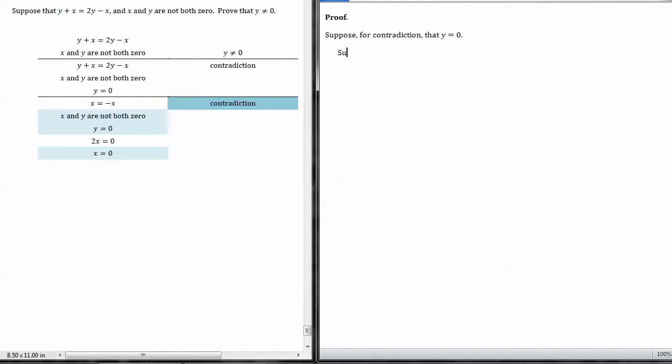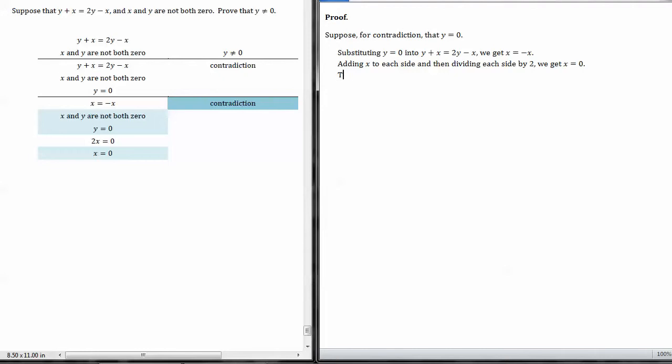And what do we do? Substituting y equals 0 into y plus x equals 2y minus x, we get x equals negative x. And then the next two steps were both pretty simple. Maybe I can combine them into a single line here. Adding x to each side, and then dividing each side by 2, we get that x equals 0 as well.